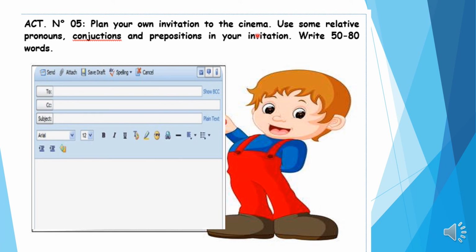In activity number 5, you are going to plan your own invitation to the cinema. You have to use some relative pronouns, the conjunctions, and some prepositions in your invitation. Don't forget that you have to write from 50 to 80 words. Okay, so I think this part is clear, and you have to express your own invitation here, and you have to use the vocabulary seen during this lesson.